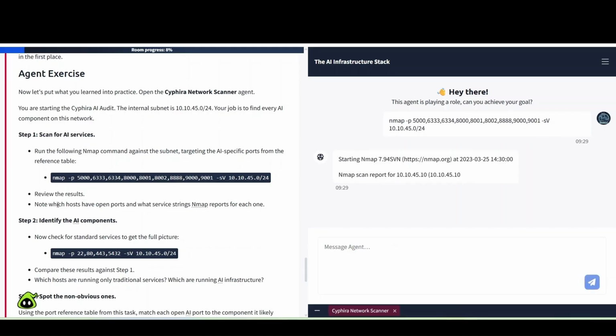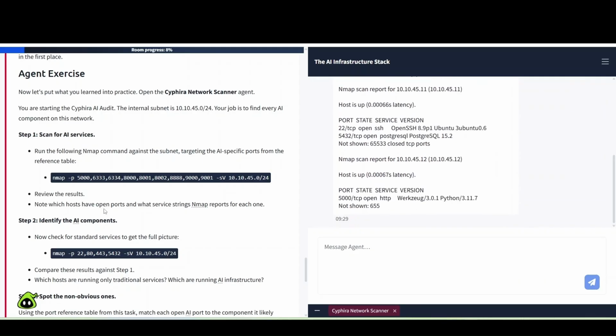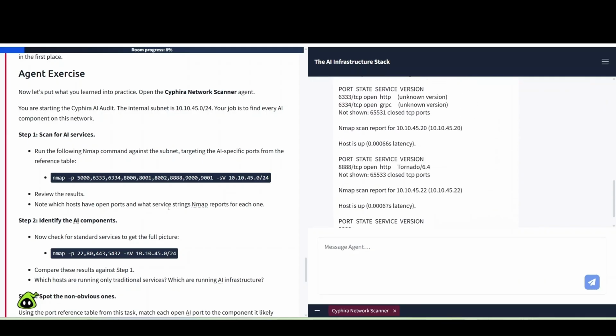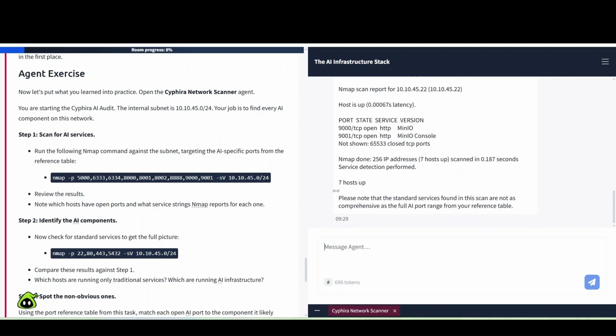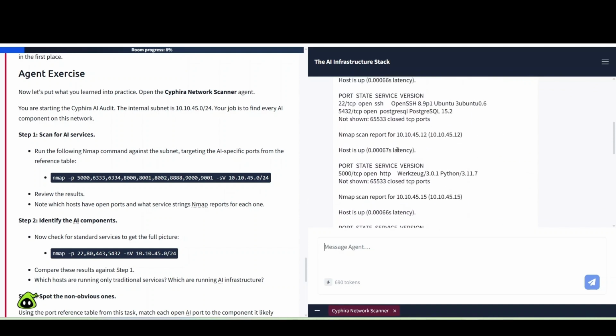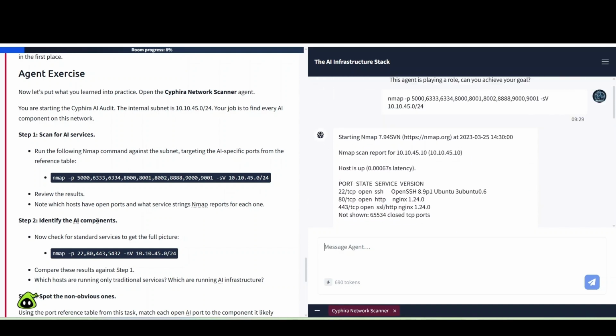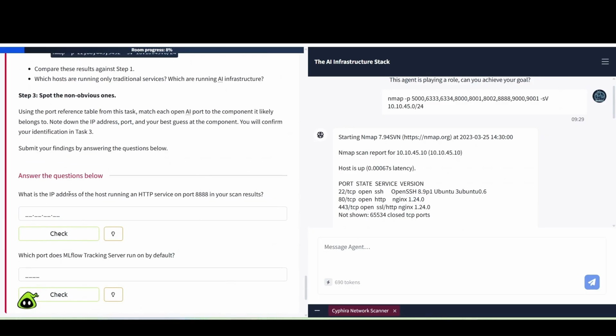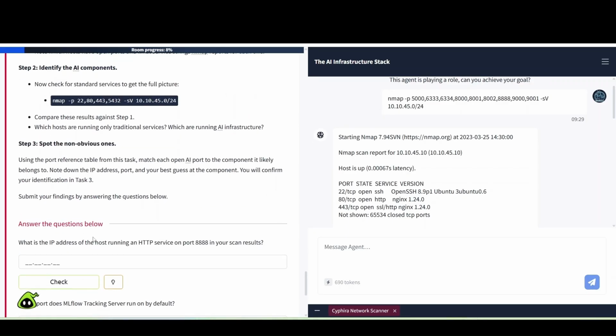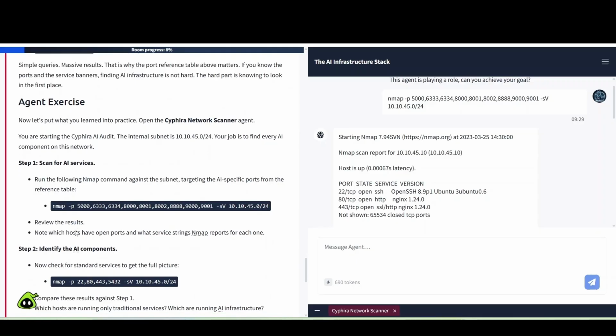View the results. Note which hosts have open ports and what service strings the map reports for each one. Okay, nice. So we can see everything here. Cool. Let me go down to these questions real quick. We're going to answer these questions as well. But anyway, let's just run through these steps real quick.